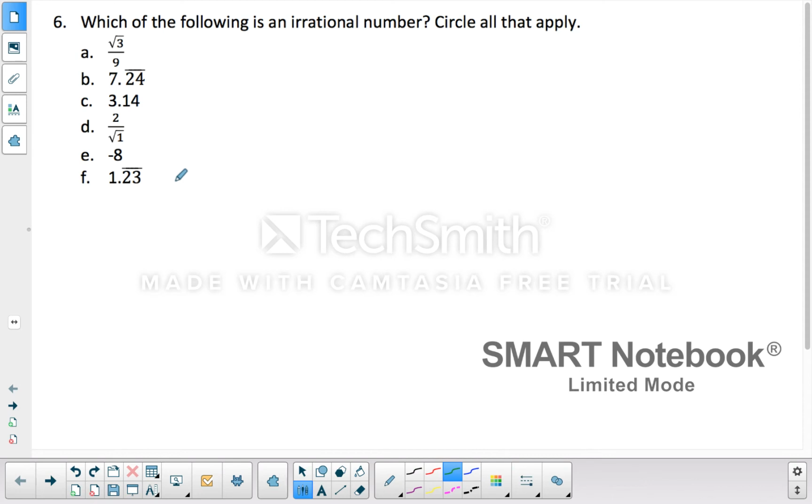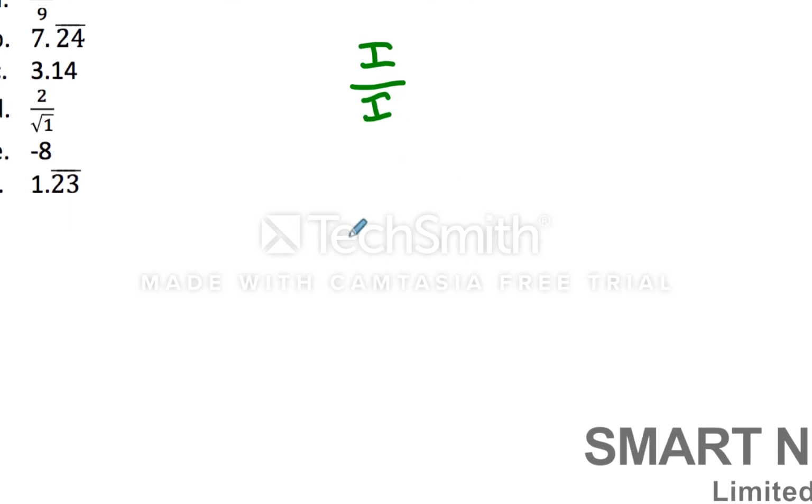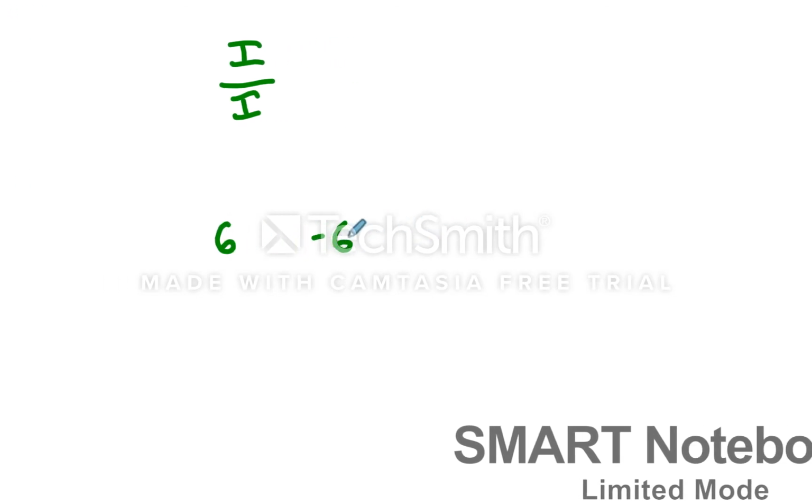Alrighty, number 6 right here. Which of the following is an irrational number? Irrational means it cannot be written as an integer over an integer. And an integer, of course, is all whole numbers and their opposites. So a whole number would be 6, or an opposite would be -6, right? So an integer over an integer.